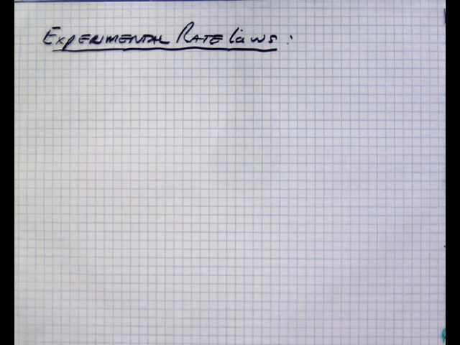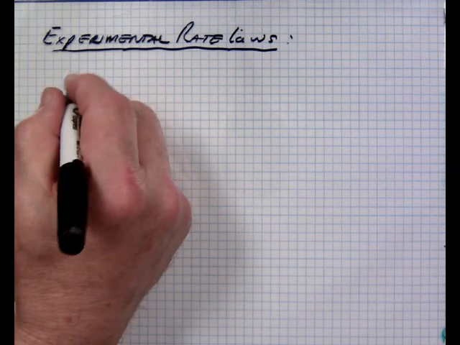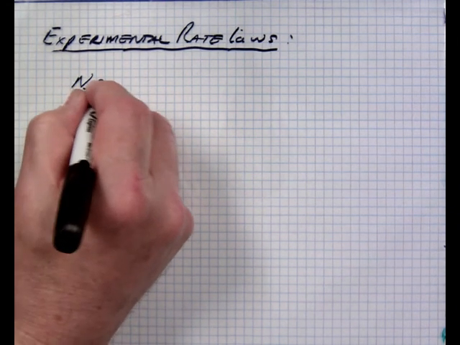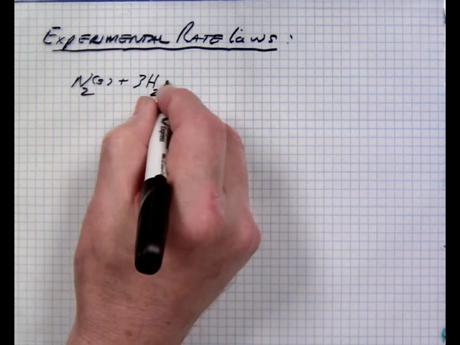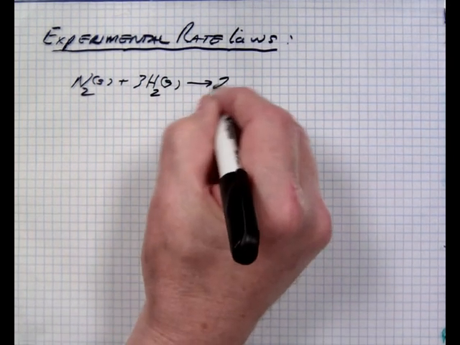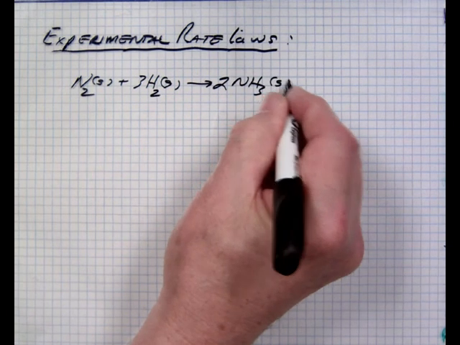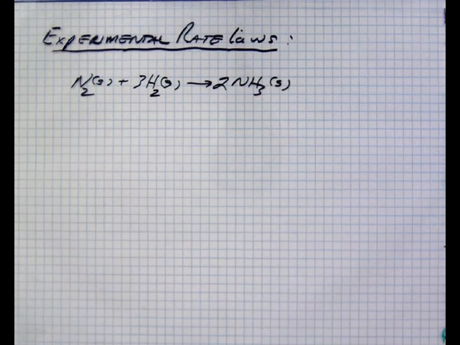Okay, so this is the third type of problem you'll have to deal with in kinetics, experimental rate laws. Now I like to use this equation a lot. I'm going to reuse the nitrogen gas plus 3 H2 gas goes to 2NH3 gas, because it has different coefficients.